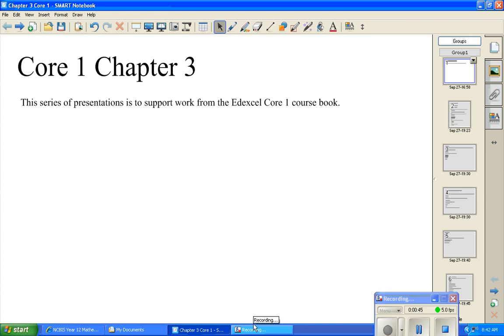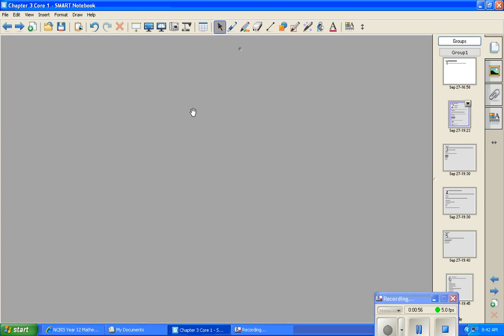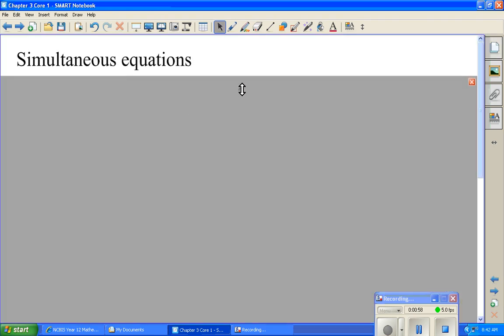Now don't be expecting something fantastic, as I've rushed this through so I can get some support out to you as quickly as possible. Now let's have a look. Simultaneous equations. There's a lot of simultaneous equations in here which you should have done through your GCSE, and this is really just to make sure that you do understand it all.